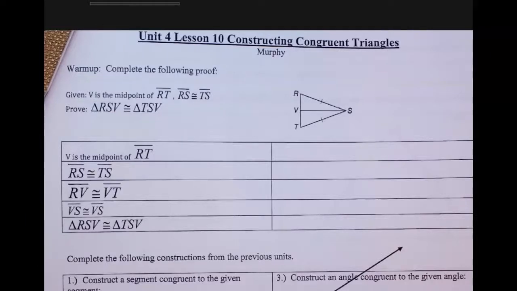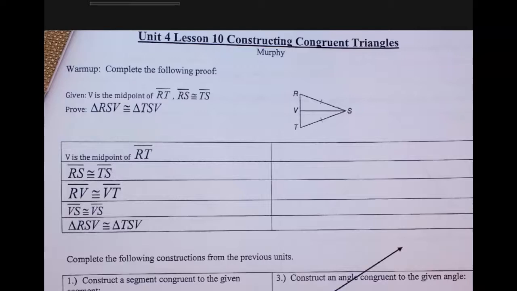Today we're in lesson 10, which is the last lesson of the unit on constructing congruent triangles. So the first thing you're going to need is your contractor.